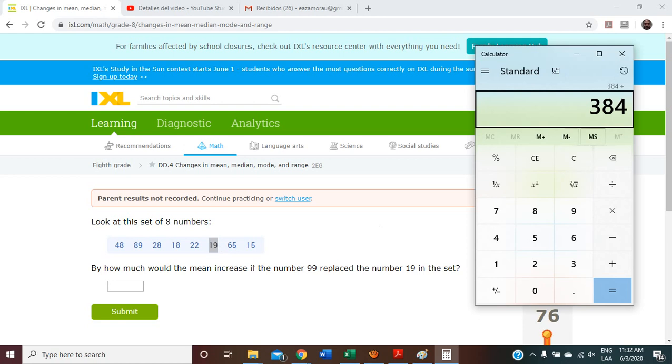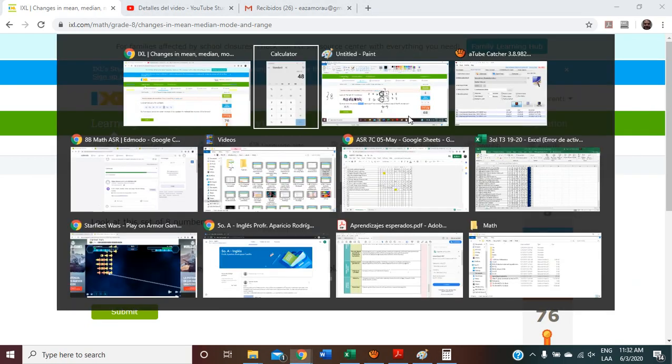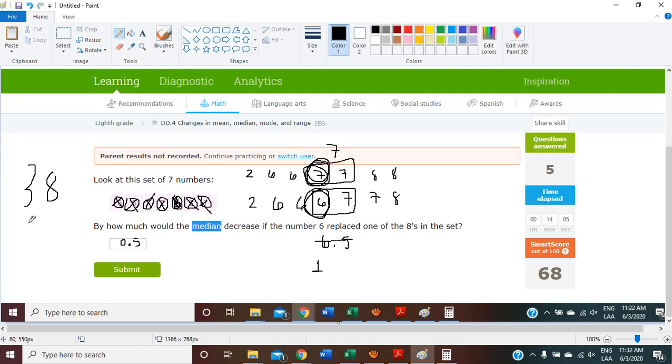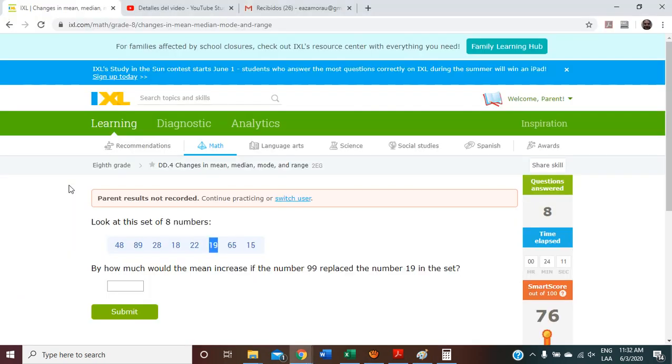384 divided by 8 equals 48. So our new number is 48. So the difference between 38 and 48 is 10, and it is an increase, right? Increase of 10. Okay, so the answer is going to be 10.